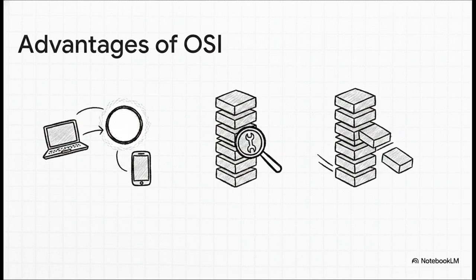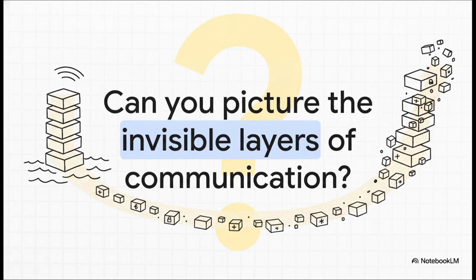First, it remains the ultimate universal language for all hardware and software vendors. Second, it makes troubleshooting incredibly easy. If a website won't load, an IT pro can test the physical layer, hey, is the cable plugged in? Then the network layer, is the IP address right? It isolates problems beautifully. And third, it's super flexible. You can invent a brand new Wi-Fi technology down at layer 1 without having to rewrite the web browsers up at layer 7. It is truly a marvel of modern engineering, all disguised as a stack of 7 simple blocks.